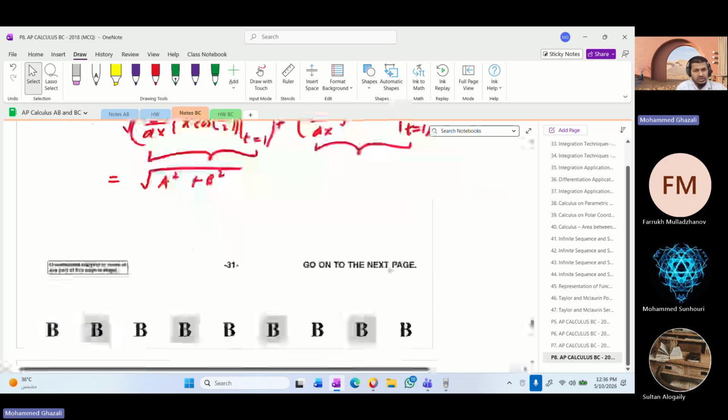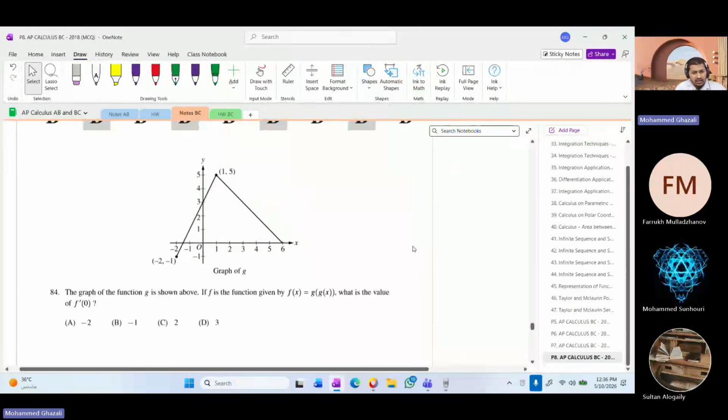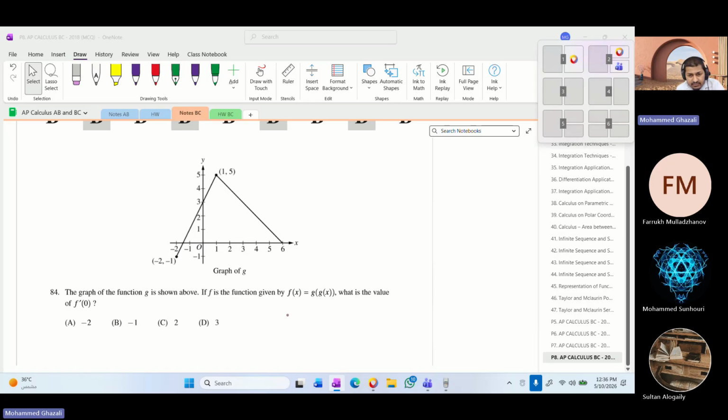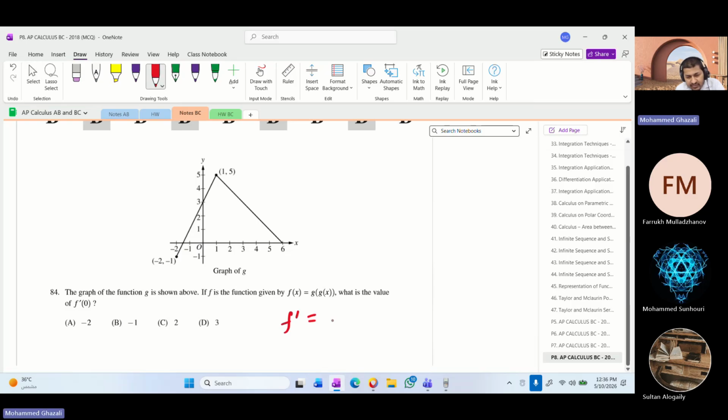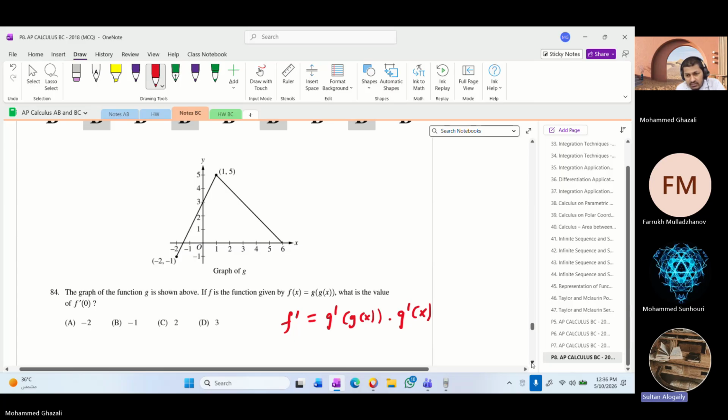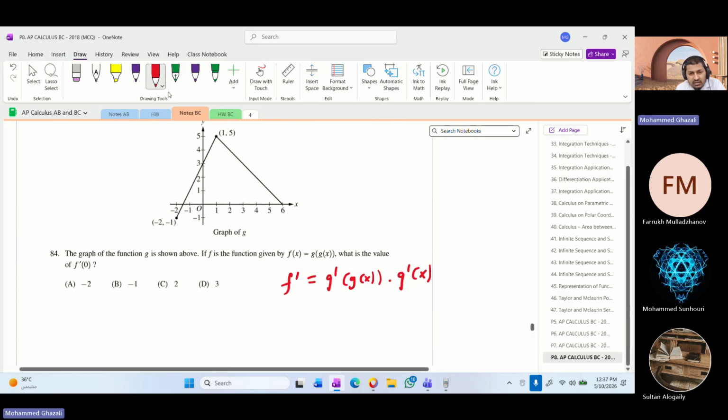Right, so question number 84 now. The graph of the function g is shown. If f is a function given by f of x equals g of g of x, what is the value of f prime 0? Easy peasy. Find the derivative. What's f prime? It's g prime of g of x times the derivative of the inside, g prime x. That's it. So what's f prime 0?